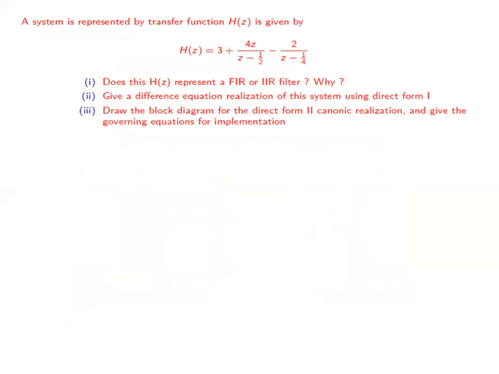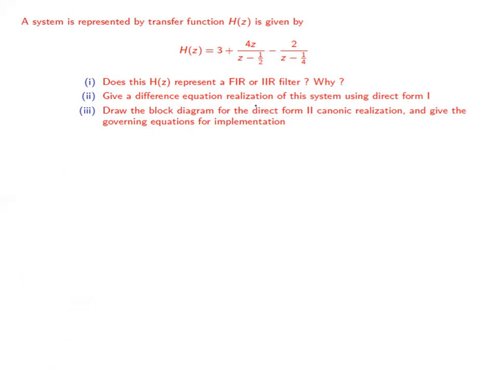Now, the system is described by the transfer function H of z equals 3 plus 4z divided by z minus 1 by 2, minus 2 divided by z minus 1 by 4. Does this H of z represent an FIR or IIR filter, and why?